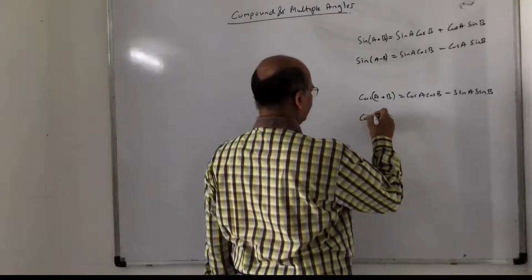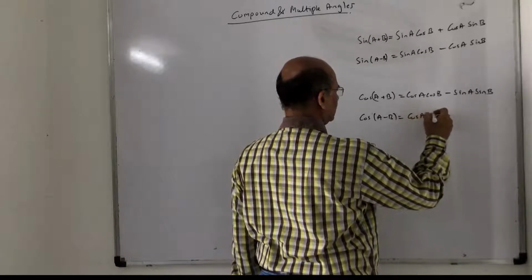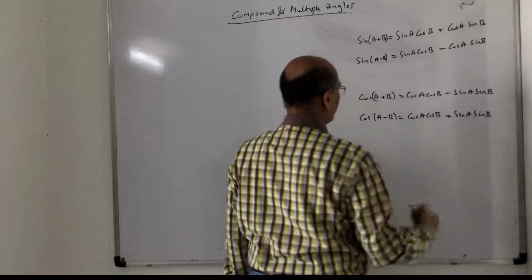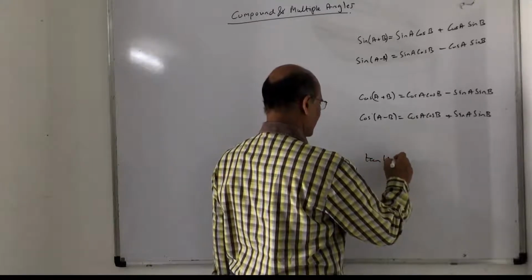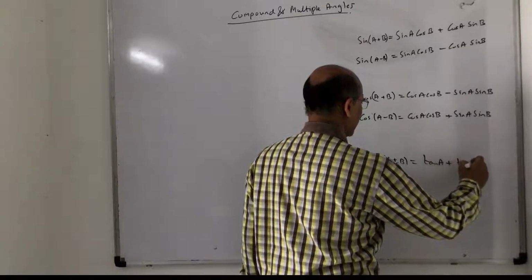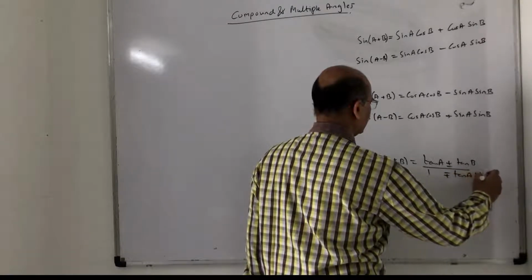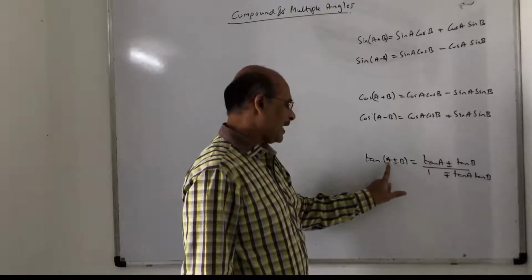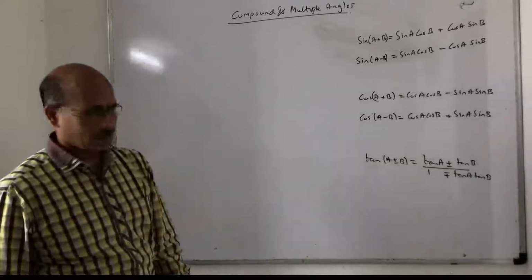Cos of A minus B is equal to cos A cos B, so it will be plus sin A sin B. And eventually I want to add tan of A plus or minus B is tan A plus or minus tan B upon 1 minus or plus tan A tan B. Now if there is a plus sign, it is plus upon minus. If there is a minus sign, tan of A minus B, that is minus upon plus. I just put both the formulas in the way I wish.